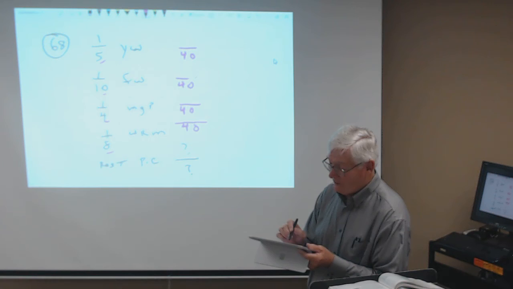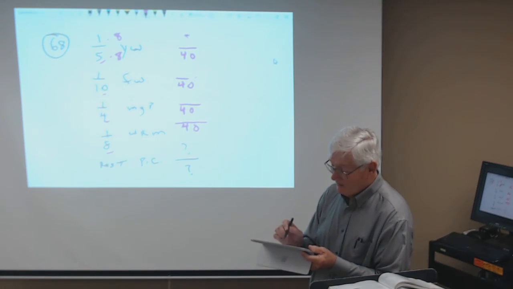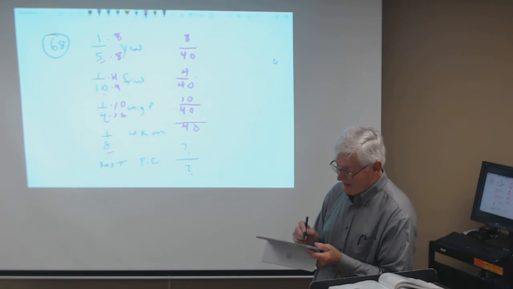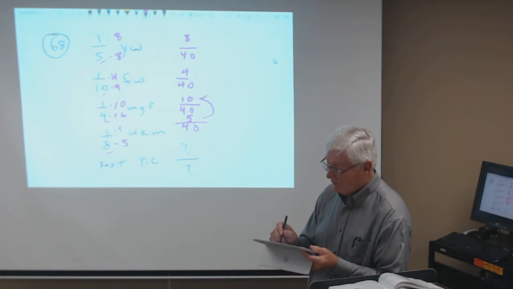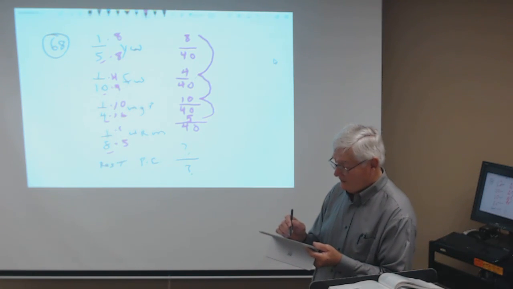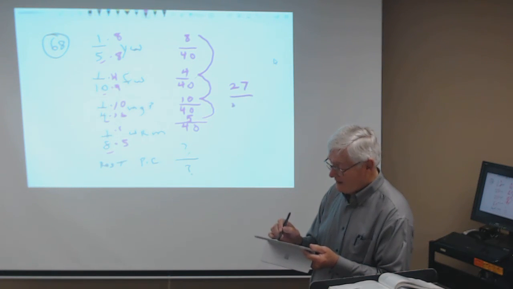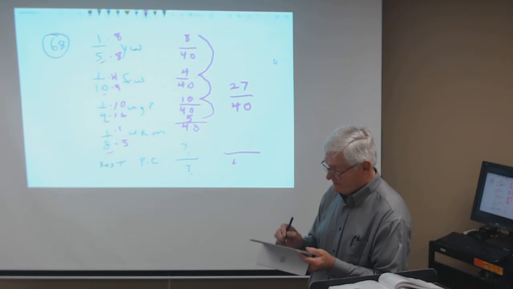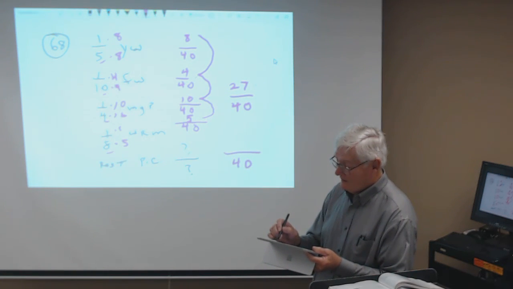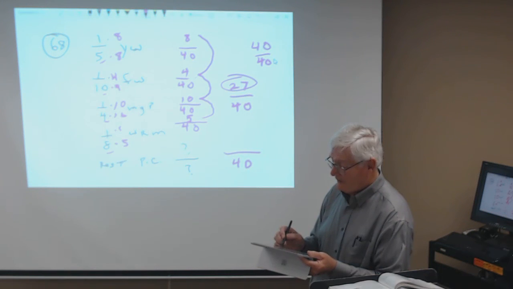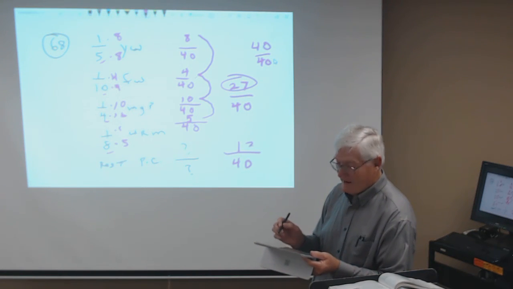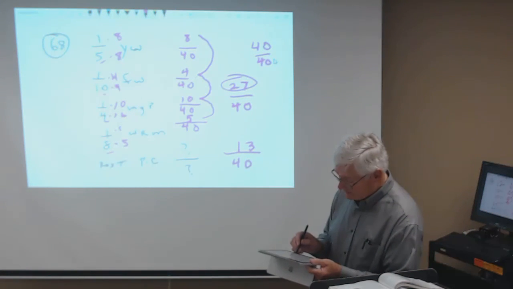1/5 would be how many 40ths? Times 8, times 8, 8. 1/10 would be how many 40ths? Times 4, times 4, 4. 1/4 would be how many 40ths? Times 10, times 10, 10. 1/8 would be how many 40ths? Times 5, times 5, 5. So 5 and 10 and 4 and 8 add up to what? 12, 22. Is that right? 27 over 40? So what would be the fraction down here? If the total is 40 over 40, and this is all 27 over 40, what would be here? 13 over 40? And I just found the answer to the question.